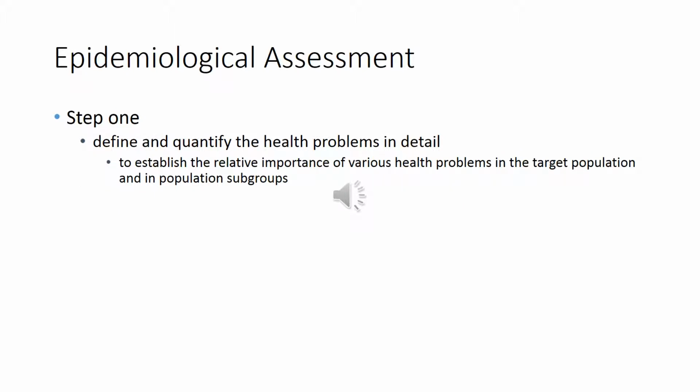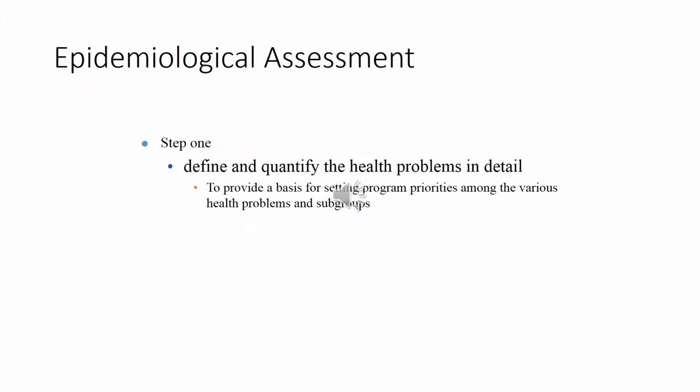So when we're doing an epidemiological assessment, the first step really is to define and quantify the health problems in detail in a community. And that's, first of all, to establish the relative importance of those various health problems in our population. Another reason that we do step one is to provide a basis for setting program priorities among the various health problems and subgroups. So if you're working at a health department and you want to decide what problem do I need to really work on, what am I going to take to my boss, you need to have some basis for setting those priorities.